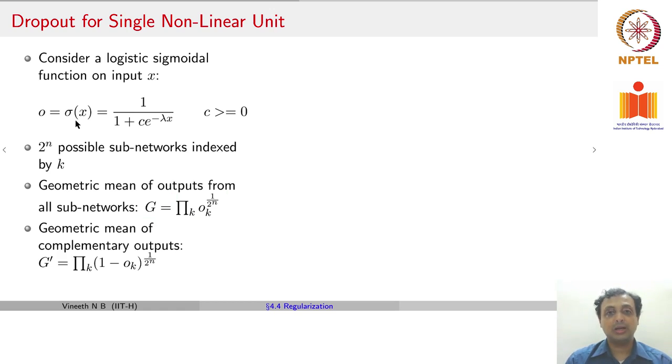Similarly, you could also get a geometric mean of the complementary output. Instead of O_k, you can also take 1 minus O_k. If you have a sigmoid, it's going to give you a value between 0 and 1. This is typically used for a binary classification setting, where if your output is 0.6, you're saying that with a probability of 0.6 it's class 1, but that also means the probability of class 2 is 0.4. That's the information that we're using here to get the complementary outputs' geometric mean.